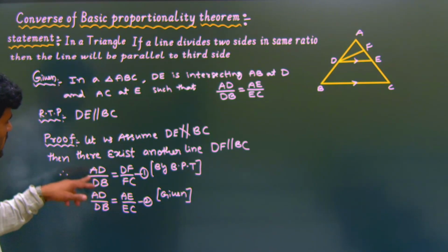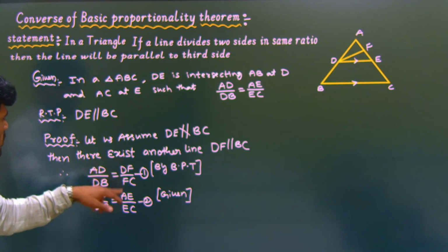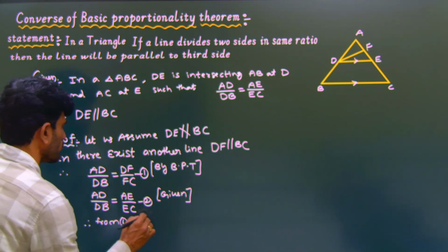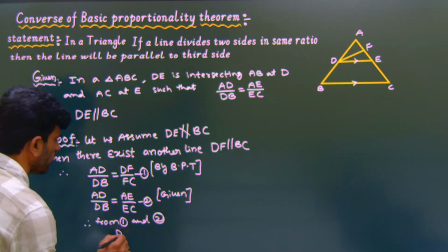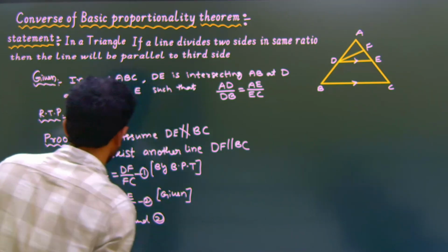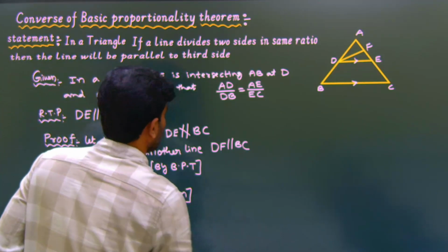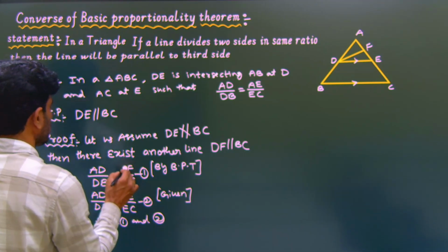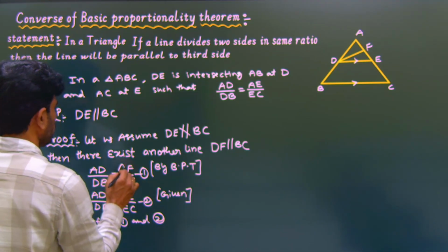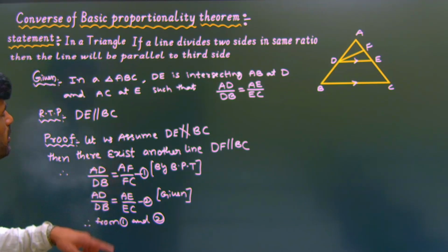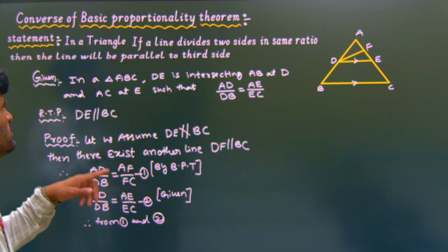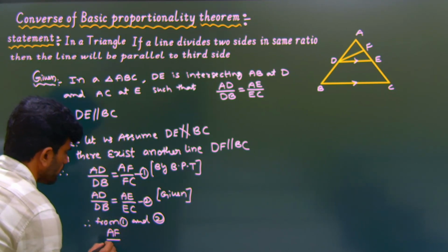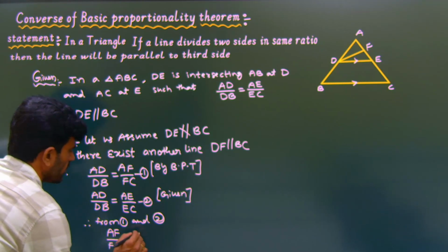So from 1 and 2, LHS sides are equal, AD by DB is equal to AD by DB. So from 1 and 2, what we can write? Oh, I have written here wrong. This is not DF, this is AF by FC. So AD by DB is equal to AF by FC from basic proportionality theorem, AD by DB is equal to AE by EC from given. So now from 1 and 2, AF by FC is equal to AE by EC.